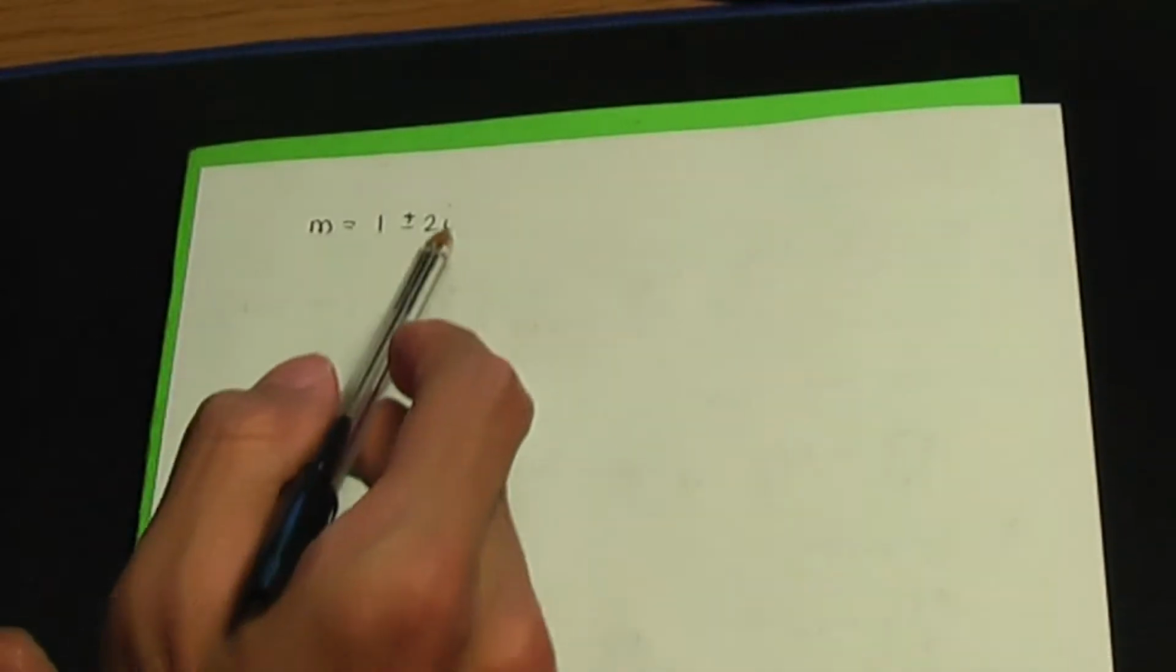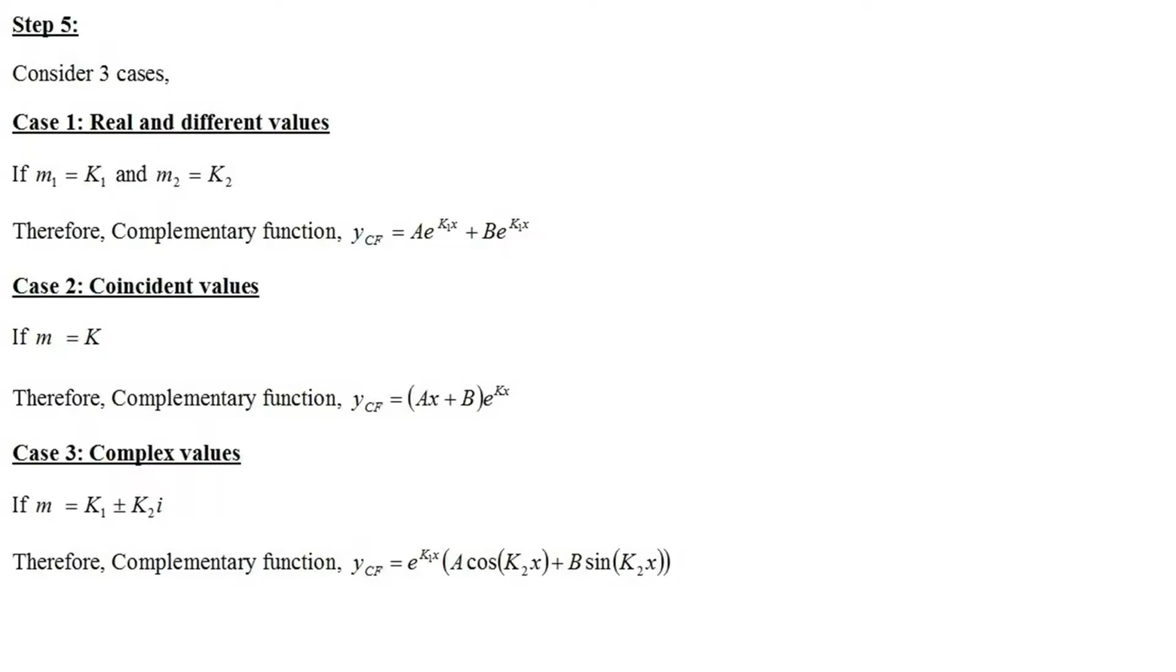And if we go back to the screenshot quickly, remember we had complex solutions for m, so this means that we have case number 3. Remember, if m equals k1 plus or minus k2i, so if you have complex solutions for m, your complementary function will take the form e to the power k1x, open a bracket, a cos k2x plus b sine k2x. Okay, so back to the paper and pen.